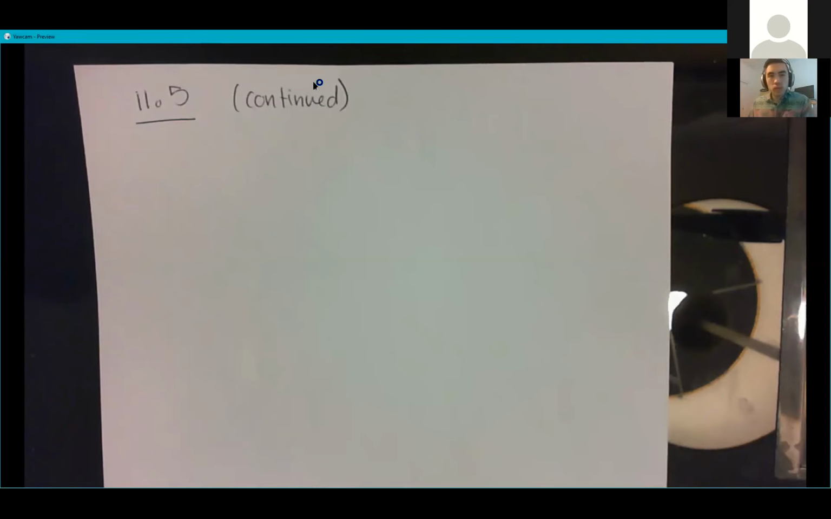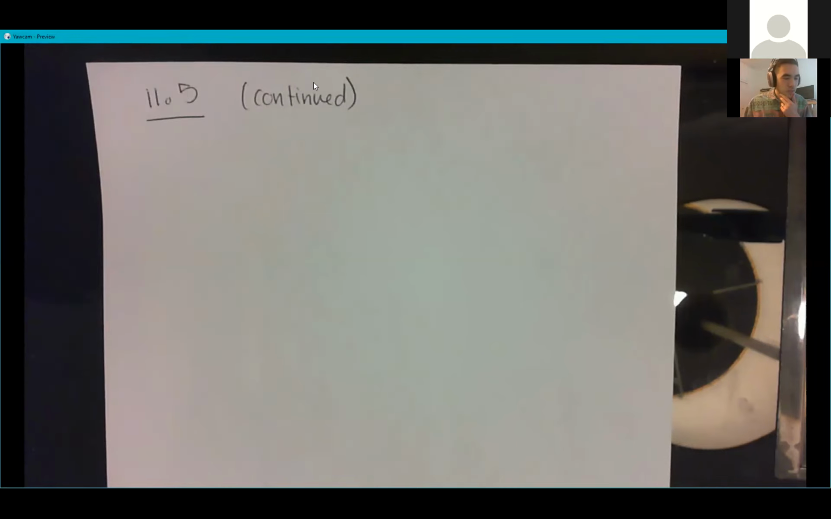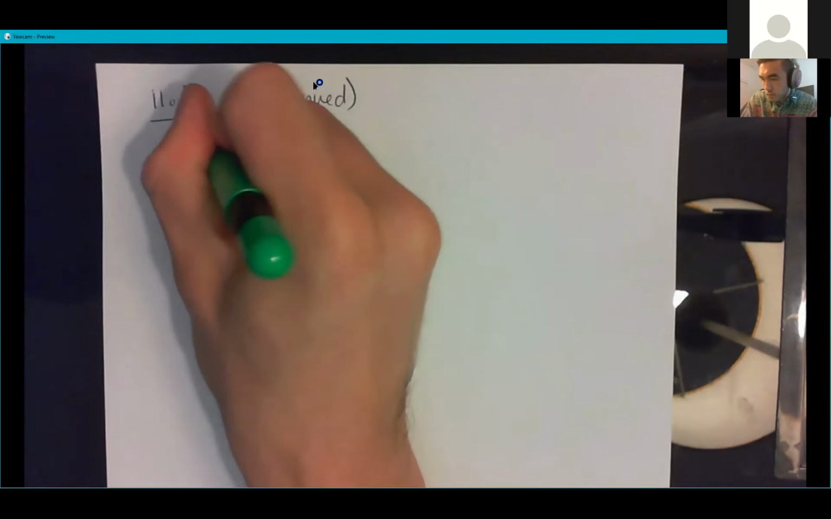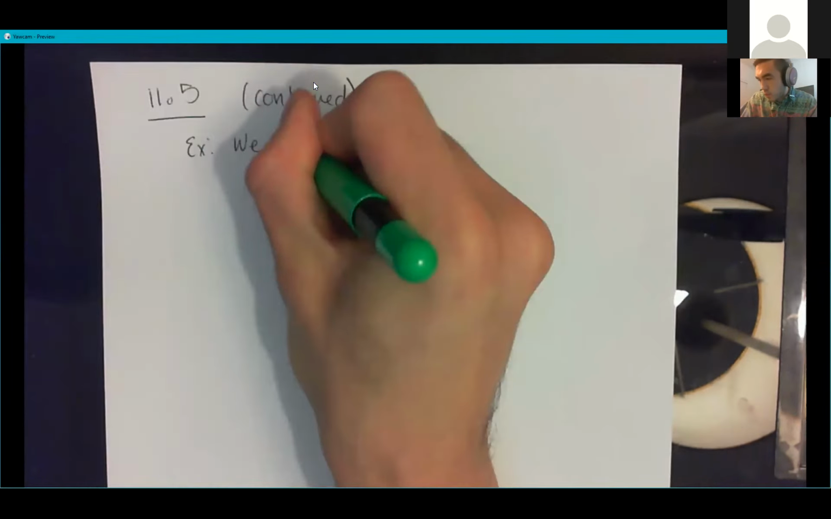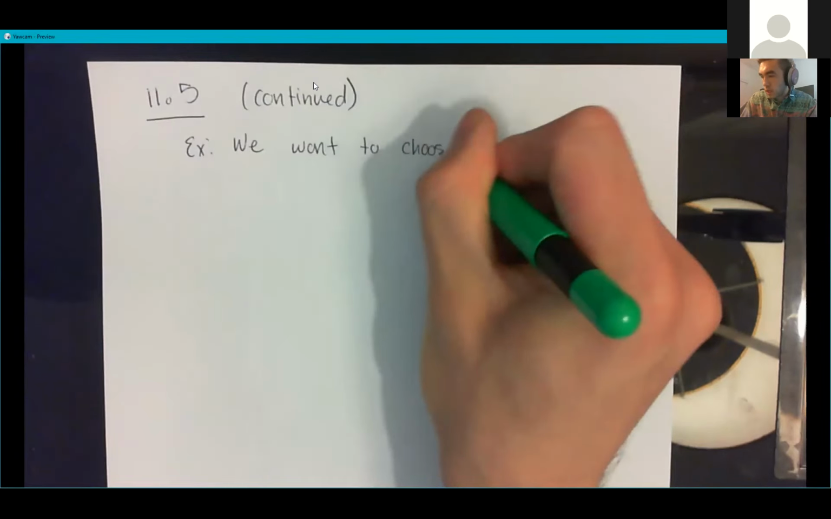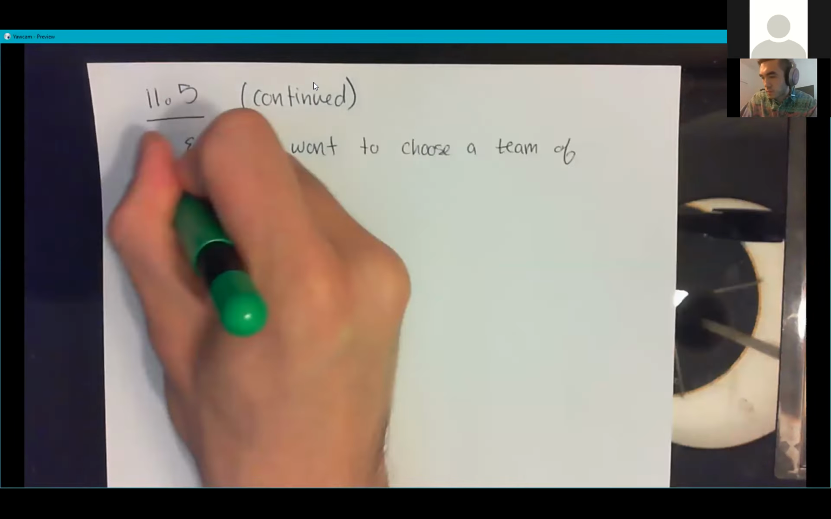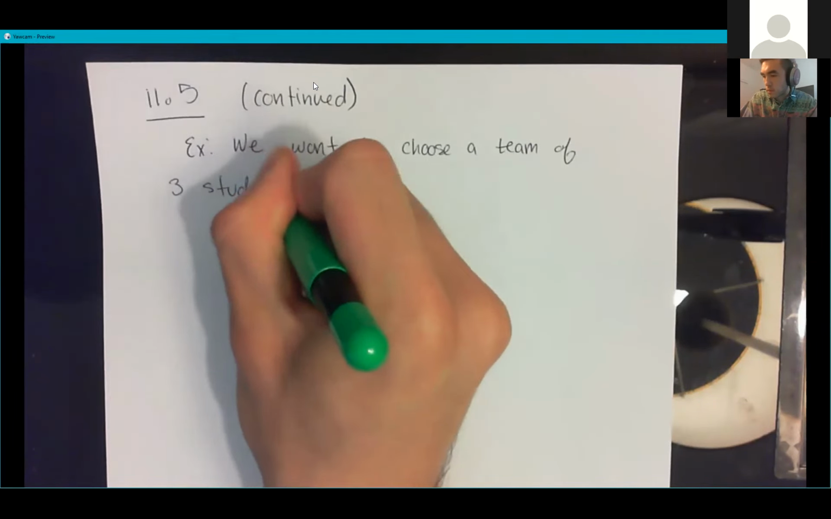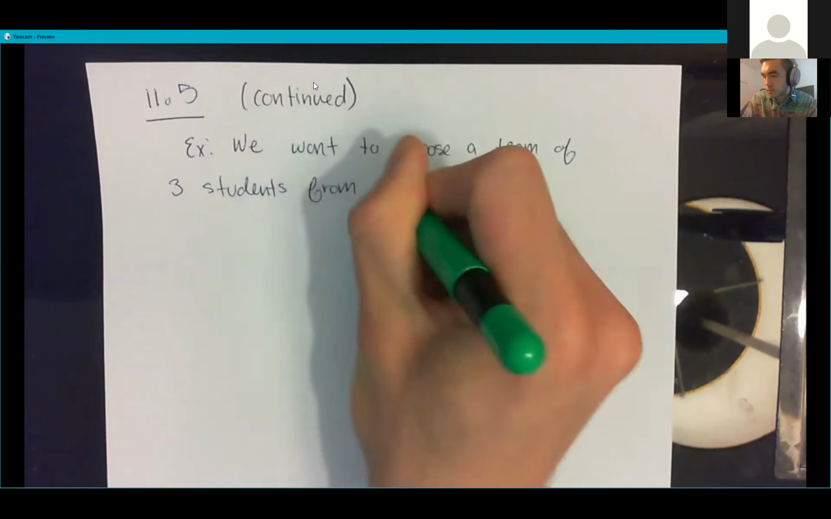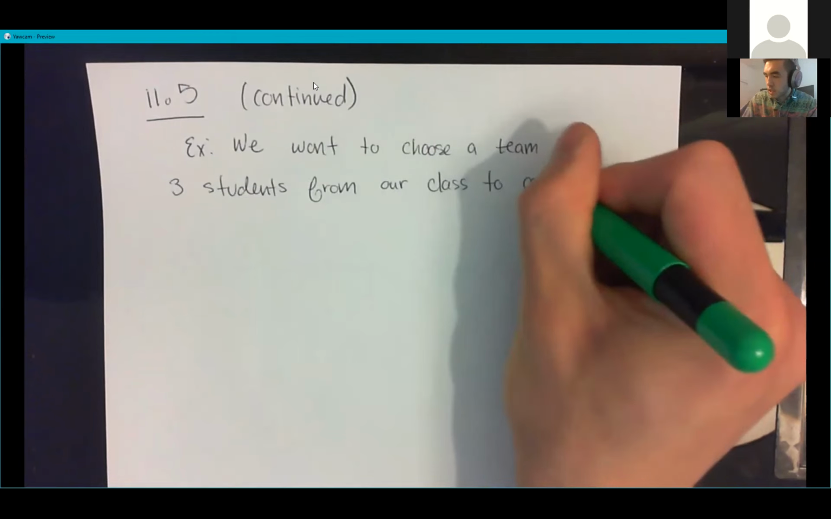Okay. So let's go ahead and start off today. For whatever reason, I always find that this stuff is easier to explain with examples rather than to try and prove it with pure math, right? Let's say that we want to choose a team of 3 students from our class to compete in a math contest.